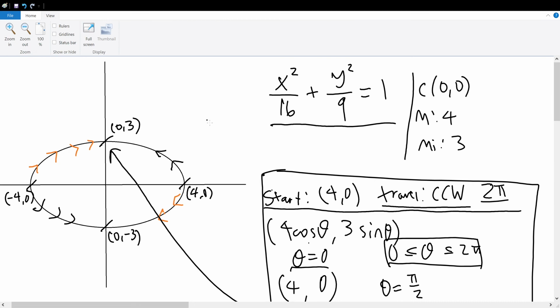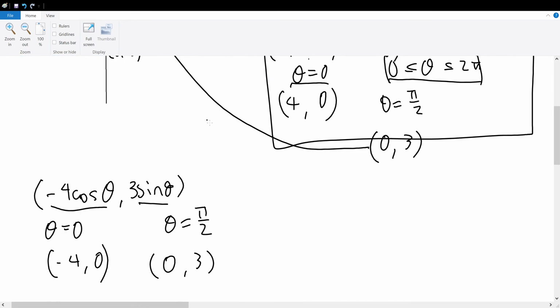Therefore, in order to get a counterclockwise motion, we negate the 3, with theta ranging between 0 and 2 pi, traveling counterclockwise all the way back to negative 4, 0. These two examples will be sufficient for us to lead into the next video, where we generalize these two scenarios.